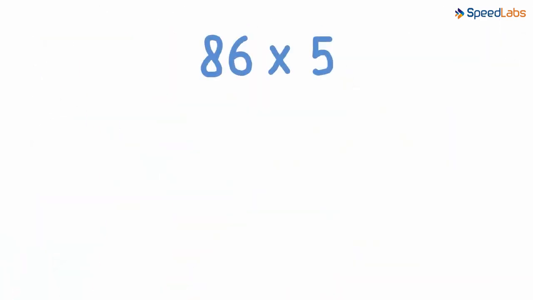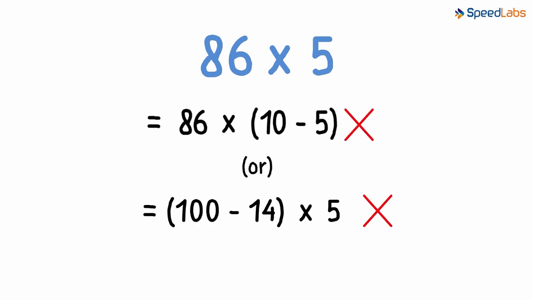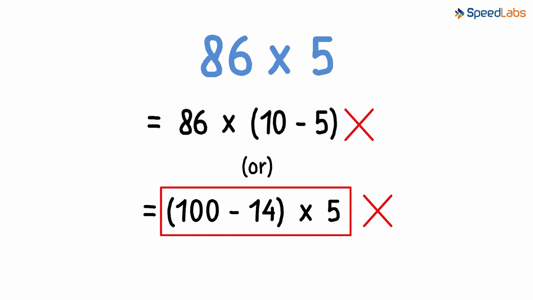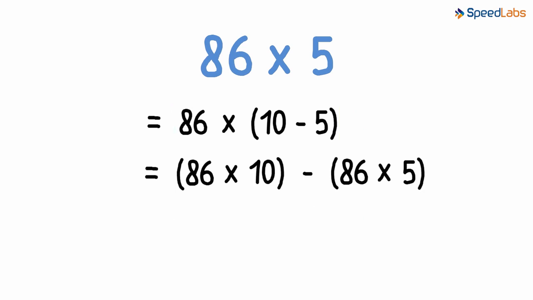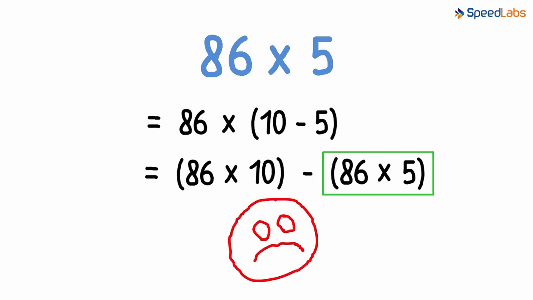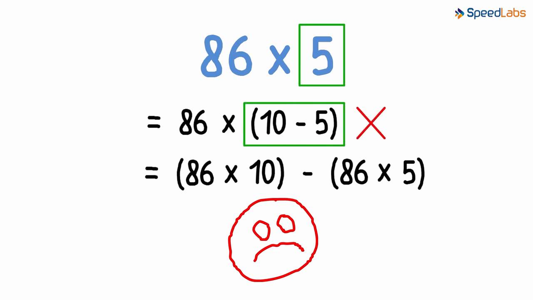Let us look at this multiplication now. In this, there is no number which is close to 10, 100 or 1000. So we cannot write it like say 10 minus 5 or 100 minus 14 as this is only going to make the calculation more difficult. You can see that if I further expand this, then we are again multiplying 86 by 5 and this time we are also subtracting. This is quite tedious. So it's not recommended to write 5 as 10 minus 5.